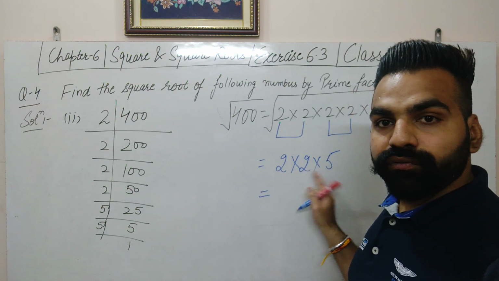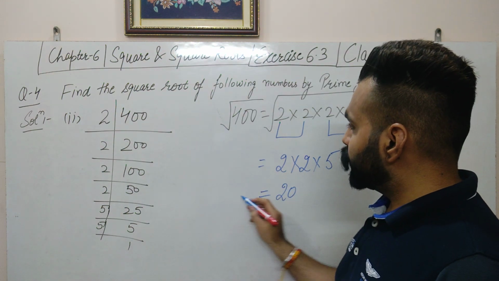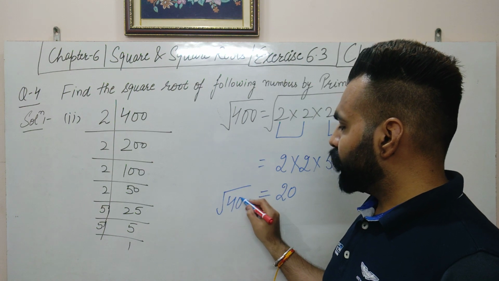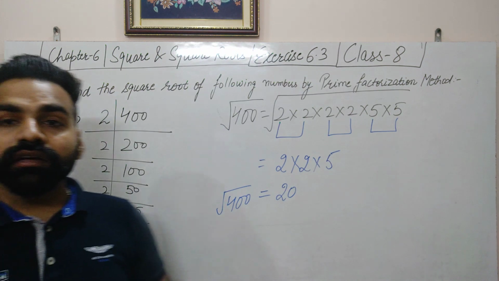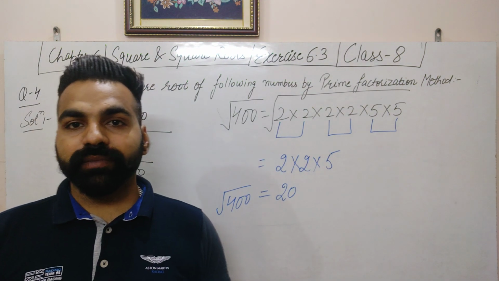2 into 2 is 4, 4 into 5 is 20. So 20 is the square root of 400. So this is the way to find the square root by the prime factorization method.